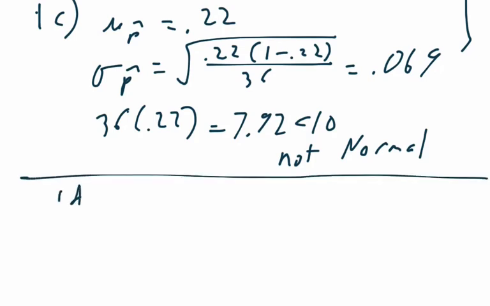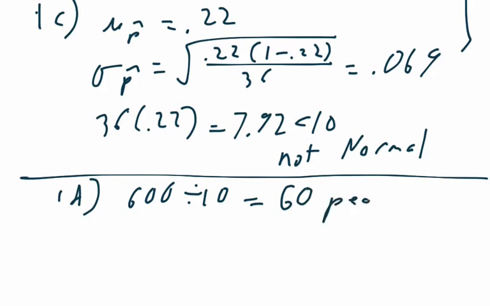And finally, for 1D, it says, suppose a small town only has 600 students. What is the largest possible sample size? So I have to divide this by 10. We're used to taking the sample size and multiplying it by 10, but when I know the population, I'm going to divide instead. So the biggest amount of students that I can ask is 60, or else it breaks the independence rule.